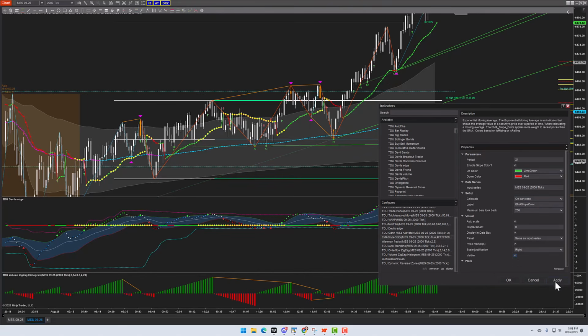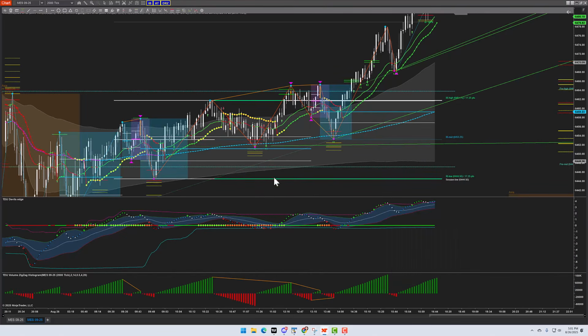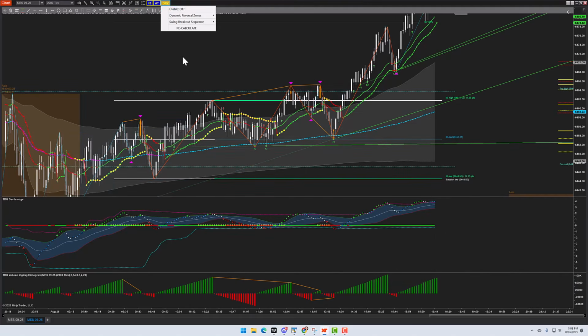So if I re-enable this and we get this back on the chart, let's give it a second here. Okay, now I want those measured moves off for a second, and I want the DRZs off. We're not focused on those. It just happened to be the template I was using today.